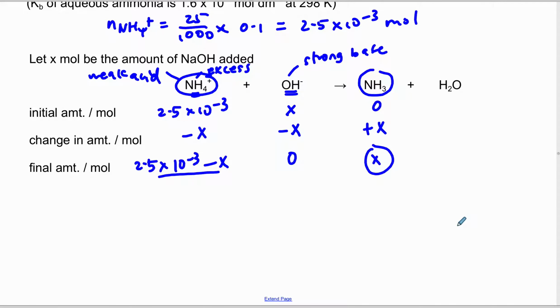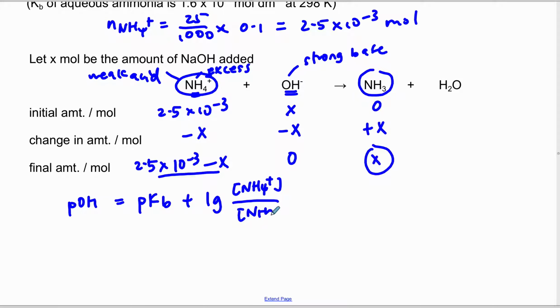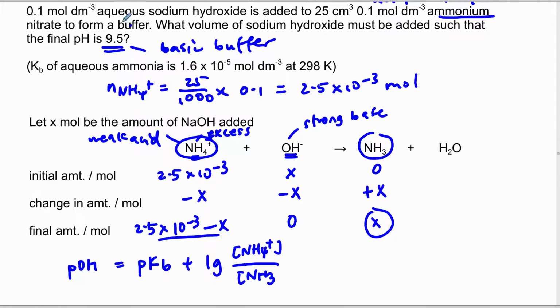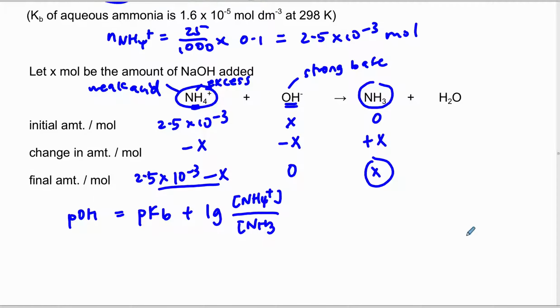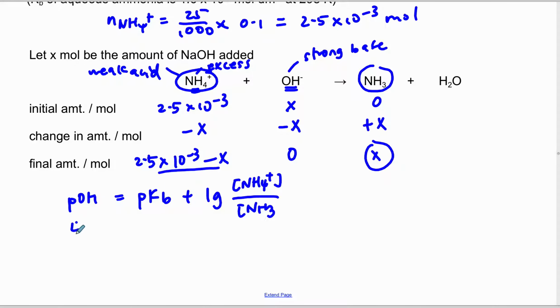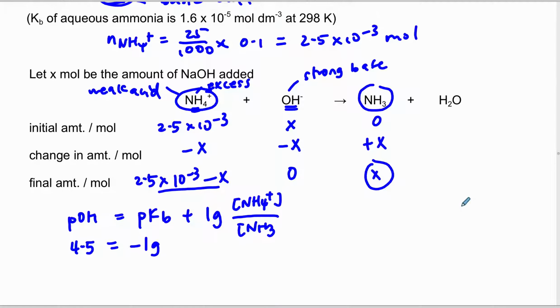Since it's an alkaline buffer, I'm going to use this formula: pOH equals pKb plus log of the salt, in this case ammonium, over the base. So let's put in the numbers. Since the pH is 9.5, we can calculate pOH, which is 14 minus 9.5. That will give you a pOH of 4.5. pKb is calculated as minus log Kb, and we actually have the Kb value, which is 1.6 × 10⁻⁵, plus log.